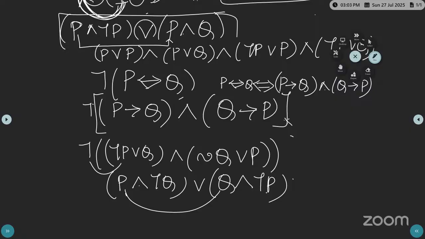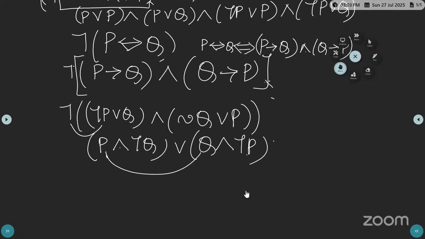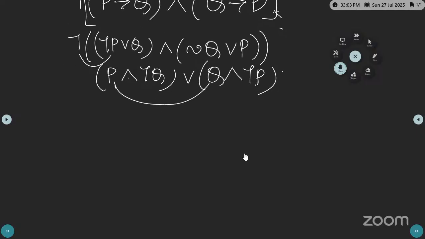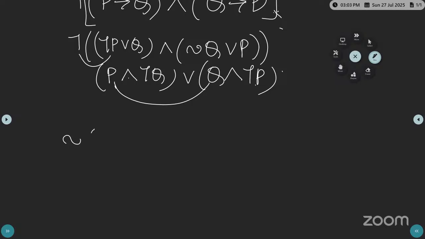Obtain the CNF of. Are you doing it or no? Obtain the CNF of negation of P implies Q and R. It is very simple. Do it fast.